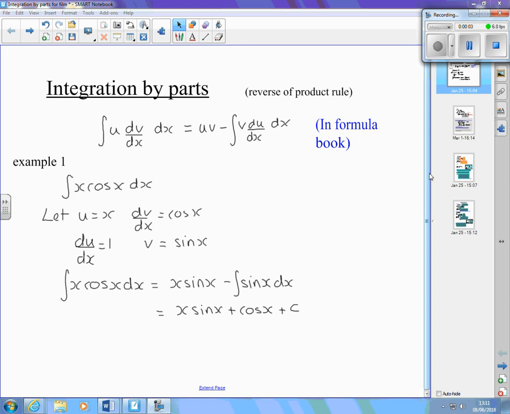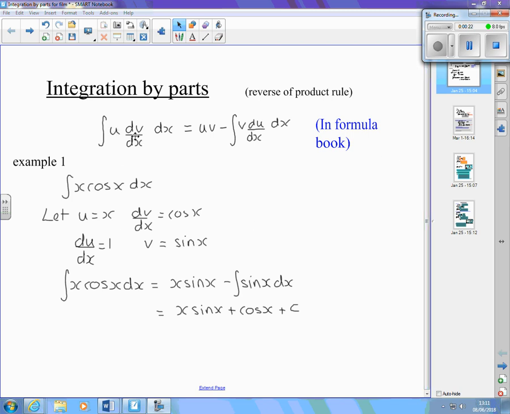This is a method for integrating a product. It's the reverse of the product rule for differentiation. The formula is in the formula book. You don't need to memorize it. It's quite easy to prove, but today we're just using it.